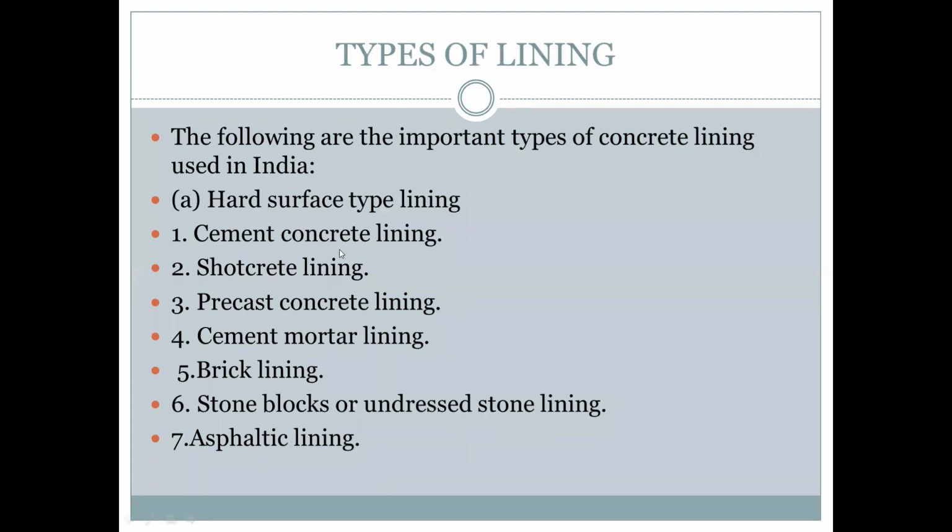In cement concrete lining, cement concrete is used, shotcrete is used, precast concrete is used, cement mortar is used, brick masonry is used, brick layers are laid, and stone blocks or stone layers are laid. Asphaltic lining is also done. So these are based on the hard surface of the canal structure. This type of materials are used for lining of the canal. These are called hard surface type lining.